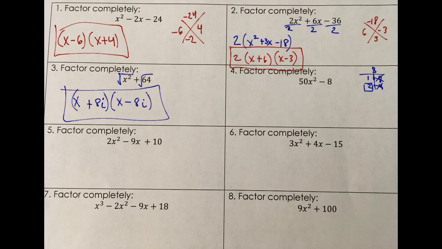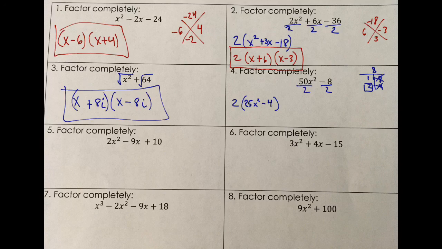So we put 2 outside. We know we're going to have 2 terms inside. So you divide by 2, divide by 2. 50 divided by 2 is 25, and then the x squared comes down, and then negative 8 divided by 2 is negative 4.